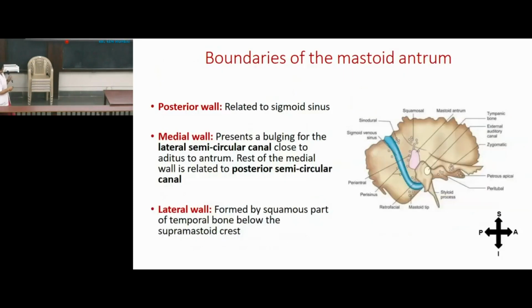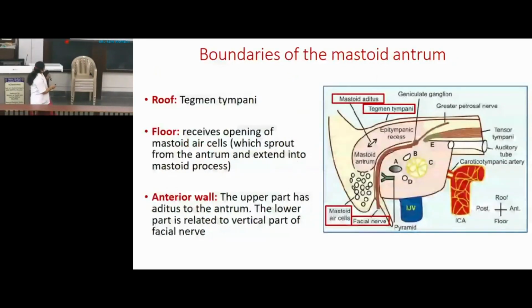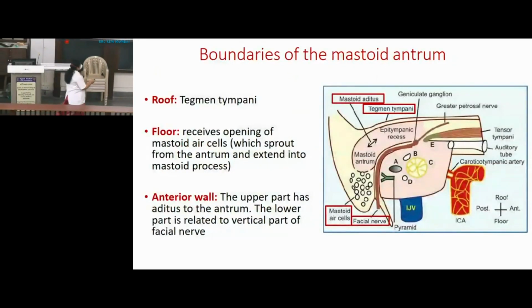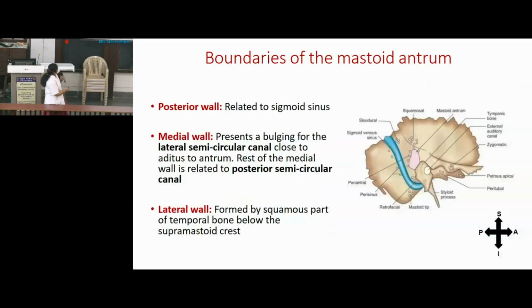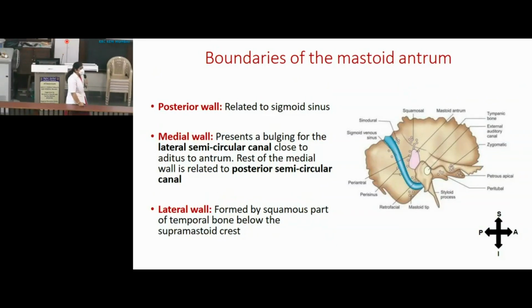What are the boundaries of the mastoid antrum? Above is the same plate of bone, the tegmen tympani. What is present along the anterior wall? The upper part is connected to the tympanic cavity by the aditus to the antrum, and the lower part is related to the vertical bony canal for the facial nerve. What is present behind, the posterior wall? The posterior wall of the mastoid antrum is related to the sigmoid sinus.